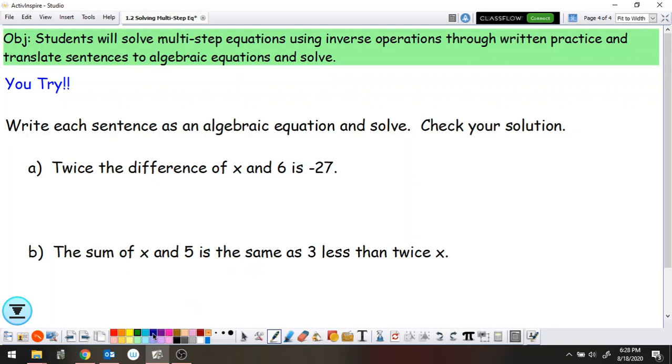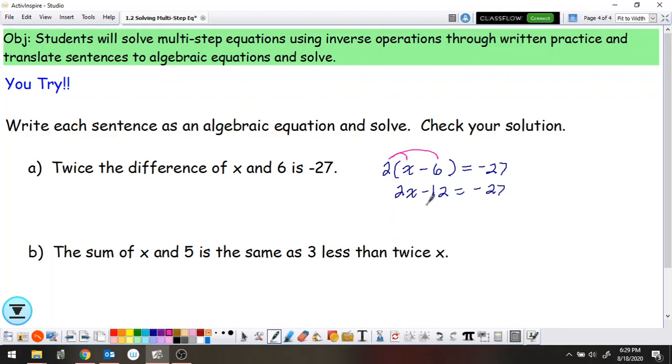Now that you've had a chance to solve yourself, here's the equation and answer you should have gotten for A. Twice the difference, so that's going to be 2 parentheses, x and 6, so twice the difference, so 2 times x minus 6 is negative 27. 27 is not divisible by 2, so I'm going to go ahead and distribute the 2 on this problem. So we have 2x minus 12 equals negative 27.